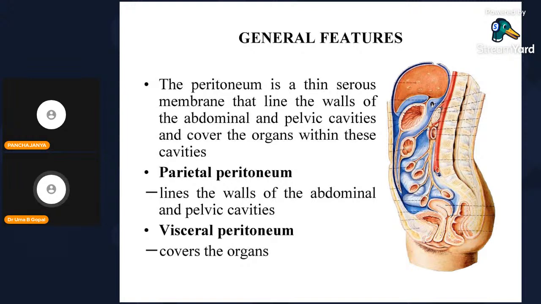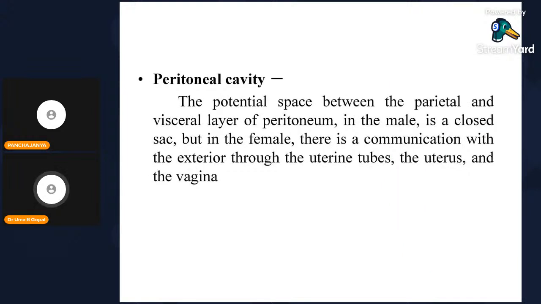This is in short I am telling you. So parietal peritoneum lines the wall of the abdominal and pelvic cavity. Visceral peritoneum covers the organs. What is the peritoneal cavity? It's a potential space between the parietal and visceral layers of peritoneum. In the male, it is a closed sac, but in the female, there is a communication with the exterior through the uterine tubes, uterus, and vagina.